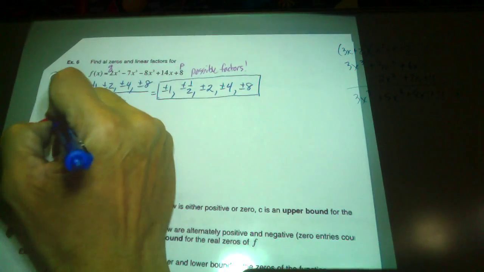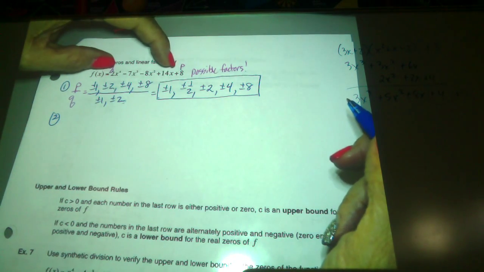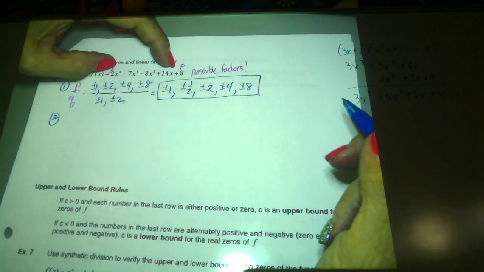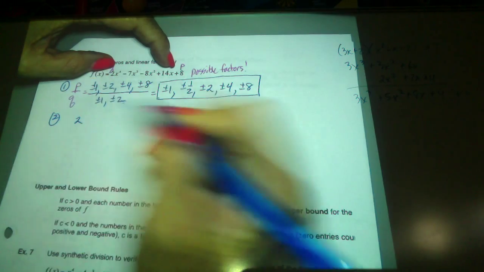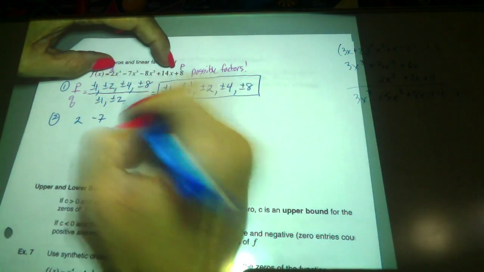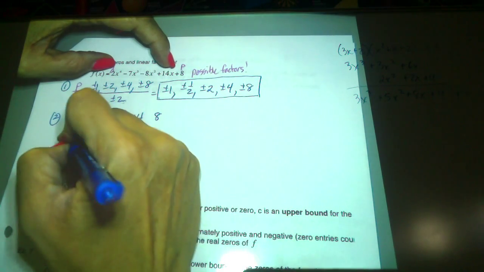So, second step. Am I missing any terms? Nope. Is it in descending order? Yes. So I'm going to start with 2, negative 7, negative 8, 14, and 8.